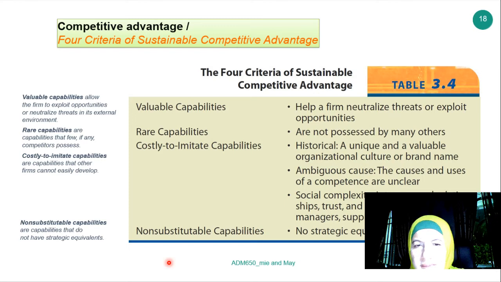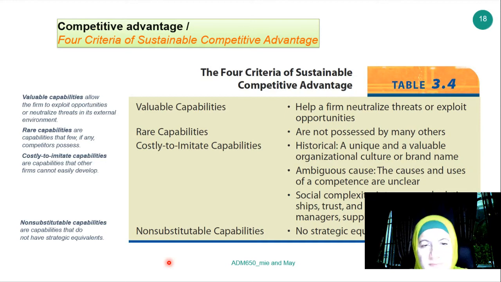And then another reason why a capability is costly to imitate is because of the ambiguous cost. The cost and uses of a competence are unclear, so it's very difficult for them to copy or take over because they don't know how to start it. They don't know how to study it and how that happened. Okay, and then another one is social complexity. This is the interpersonal relationship, trust, and friendship among managers, suppliers, and customers. So it's costly to imitate because the switching costs are very expensive.